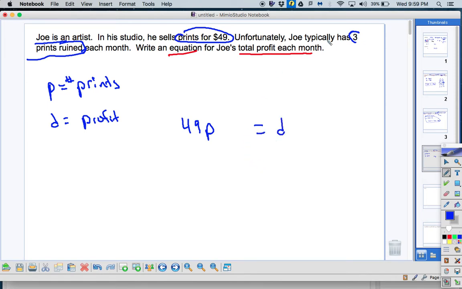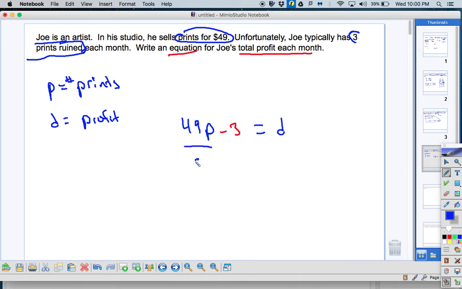However, remember we had this problem that we're losing 3 prints each year, or each month. Now, there's a couple ways to do this. The first way, and this is the incorrect way, but I'm going to show you anyways, that I see a lot of people do it, is just to say minus 3. Now, here's the problem with this. So this is not correct, but here's the problem.